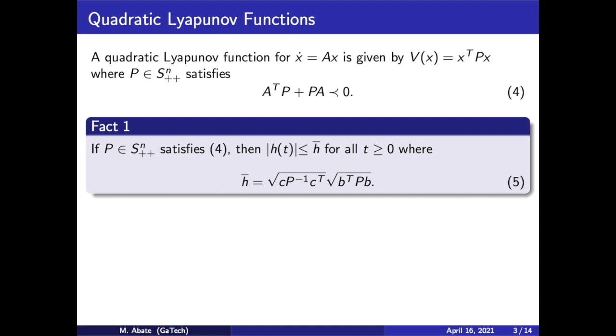All right, so this is a canonical result. A quadratic Lyapunov function for the system x dot is equal to Ax is given by V(x) is equal to x transpose Px, where P is positive definite and satisfies the relation given in equation 4. All right, and when you have a quadratic Lyapunov function for your linear system, then you can compute using equation 5 a global norm bound on the impulse response of the system. Okay, and we'll demonstrate this procedure on the next slide.